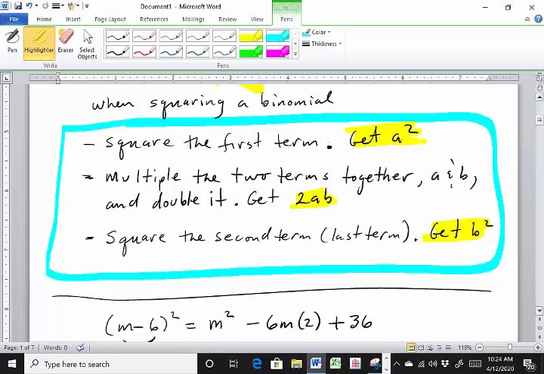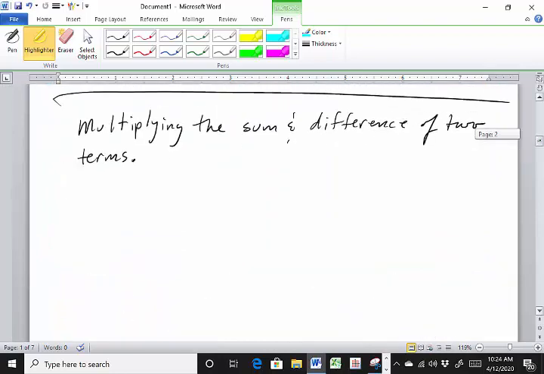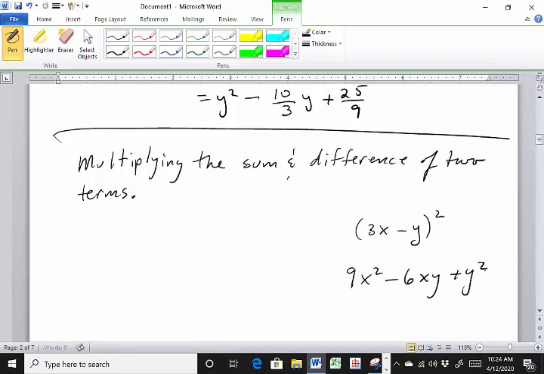Okay? Because what's going to happen, let me just do it here, then I'll erase it. Eventually, the instructor's just going to have this on the board and say, okay, well, that's 3x minus y, squared. And they're going to go, well, that's 9x squared minus 6xy plus y squared. And you're going to go, wait, how'd you do that? I don't get it.